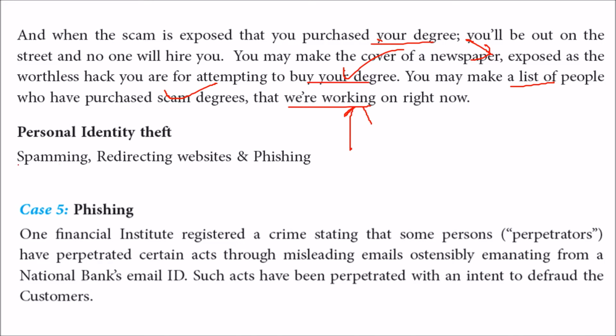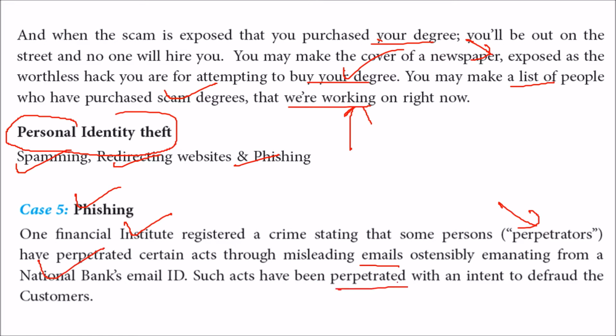So there are various other things like spamming, redirecting websites, and phishing. These are done for personal identity theft. So let us see phishing. A financial institute registered a crime stating that there are some persons or perpetrators who have perpetrated certain acts through misleading emails, coming from a genuine looking email ID, like a national bank email ID. And these acts have been perpetrated with an intent to defraud the customers of that bank.